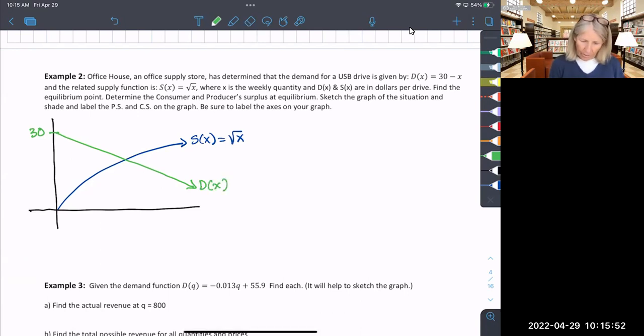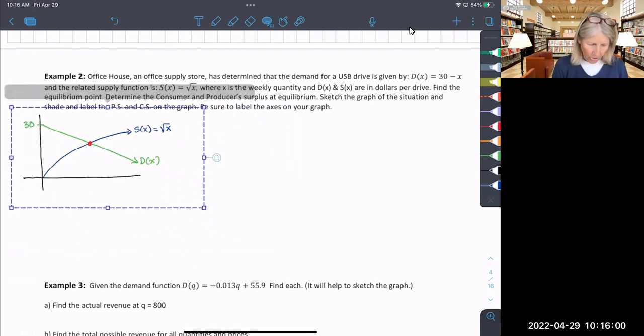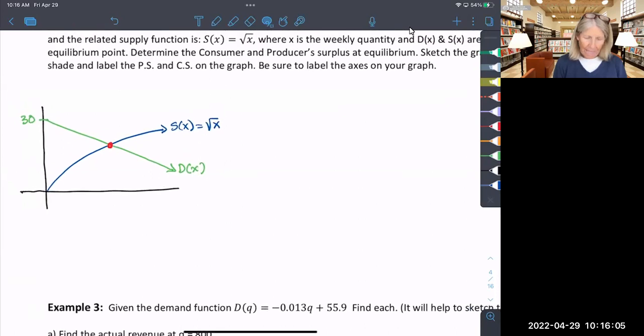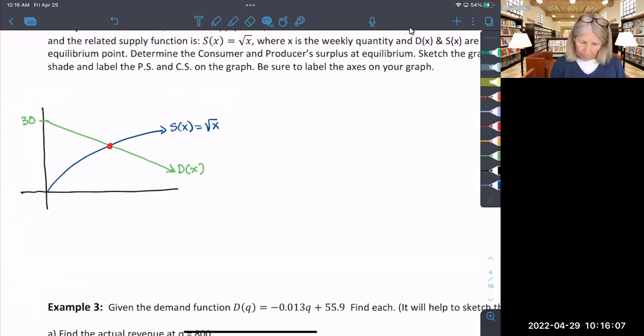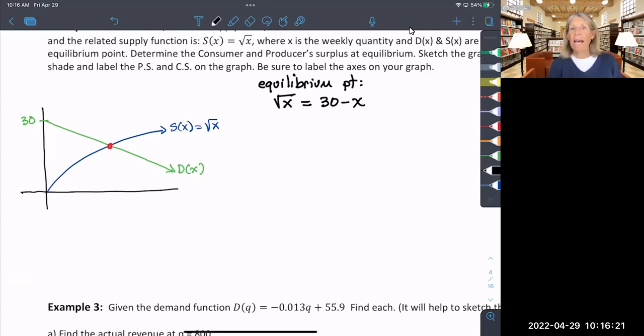The first thing I want to do is find my equilibrium point here, and I'm going to do this with a little algebra. If you want to find where those two graphs intersect, you set them equal to each other. So my equilibrium point is where they're equal. I'm going to take the square root of x and set that equal to 30 minus x, and solve that.